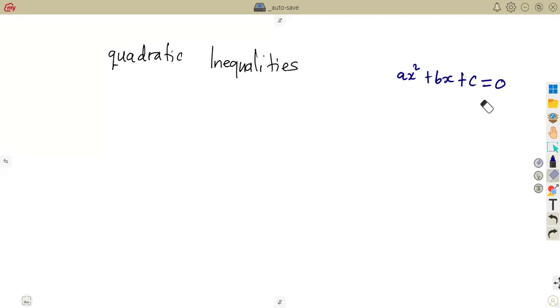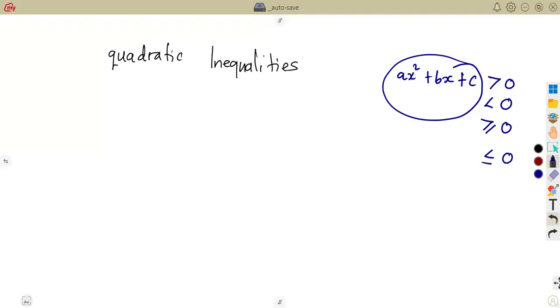But this time, they are not supposed to be an equation. It is not supposed to be equal to 0, no. It is either this is supposed to be greater than 0, it can be less than 0, it can be greater than or equal to 0, it can be less than or equal to 0. Your quadratic expression now is compared to a certain value. So that's not an equation.